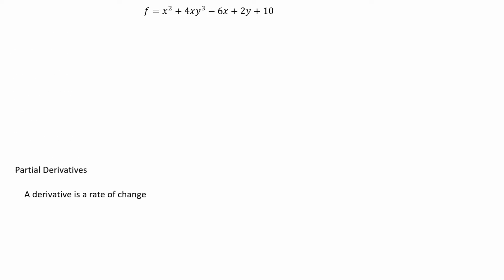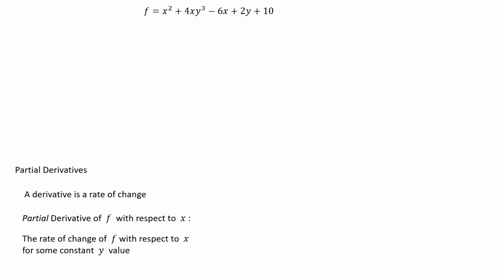Well, as you'll recall, a derivative in general is a rate of change. A partial derivative of a function with respect to one of its variables is the rate of change with respect to that variable, assuming all other variables are held constant. More later on what it means to hold a variable constant.